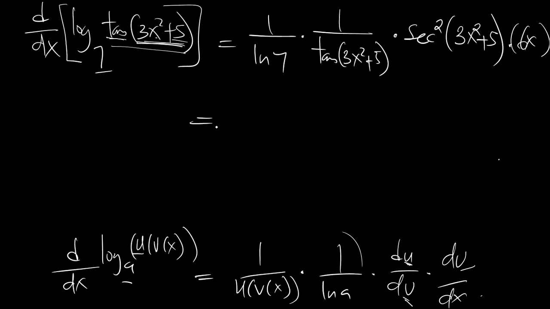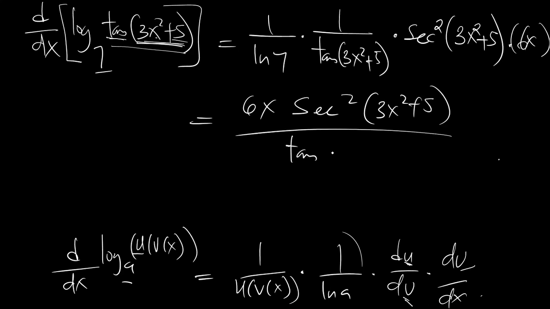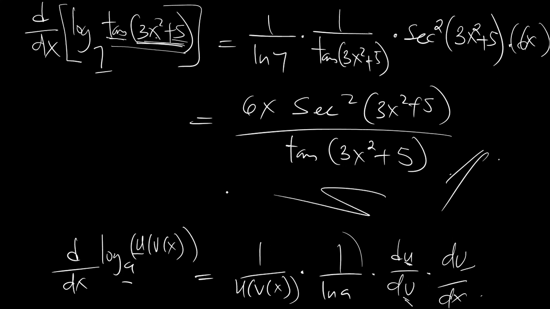So this is the same thing as saying 6x sec squared 3x squared plus 5 divided by tan 3x squared plus 5. So that is the final answer to this particular problem. Now, okay, I forgot to write this ln 7. So that is it. This is the final answer to this particular problem.